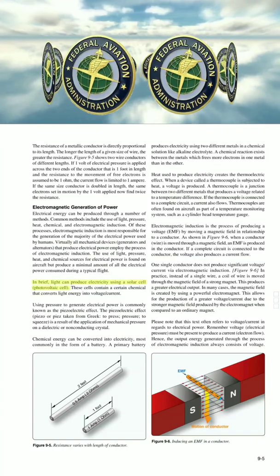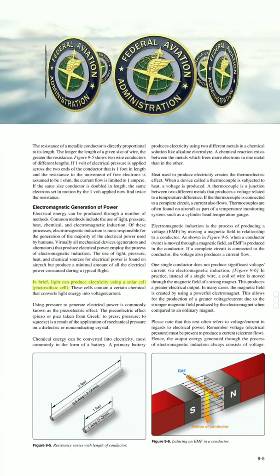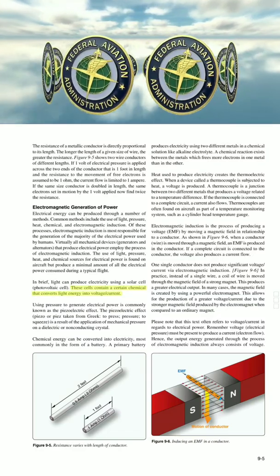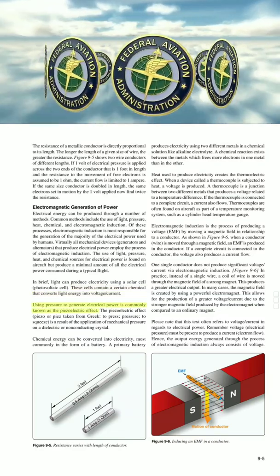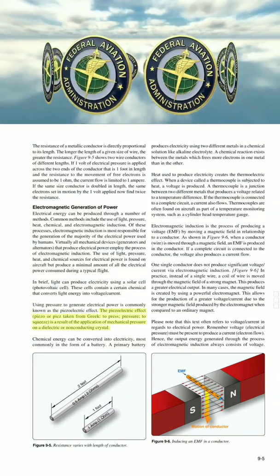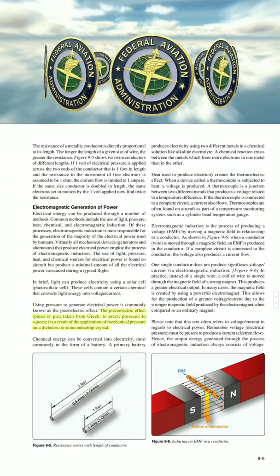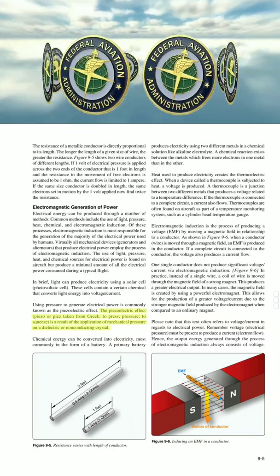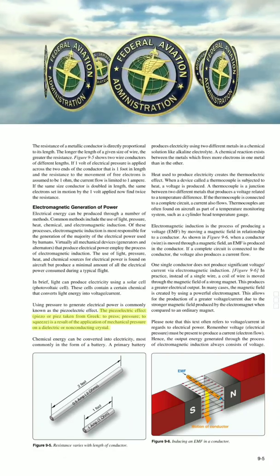In brief, light can produce electricity using a solar cell, photovoltaic cell. These cells contain a certain chemical that converts light energy into voltage/current. Using pressure to generate electrical power is commonly known as the piezoelectric effect. The piezoelectric effect, piezo or pi is taken from Greek, to press, pressure, to squeeze, is a result of the application of mechanical pressure on a dielectric or non-conducting crystal.